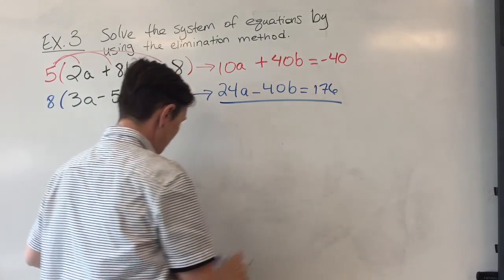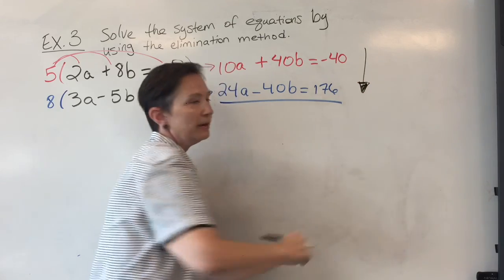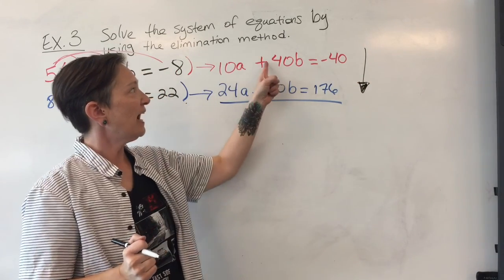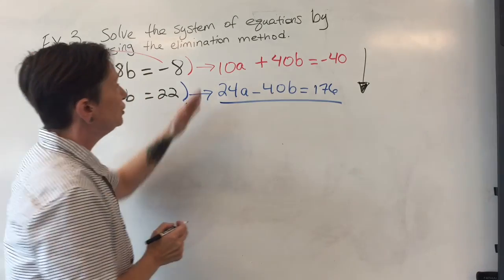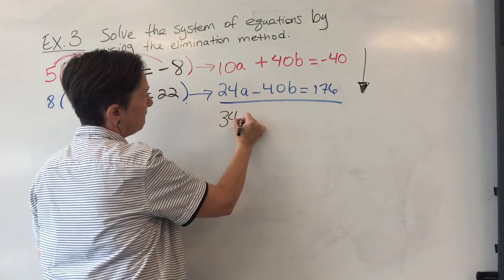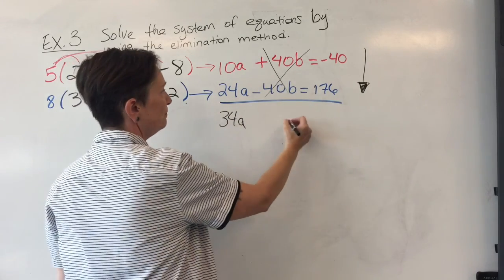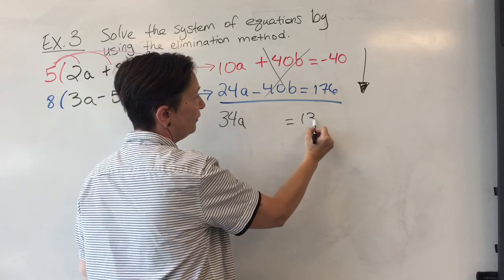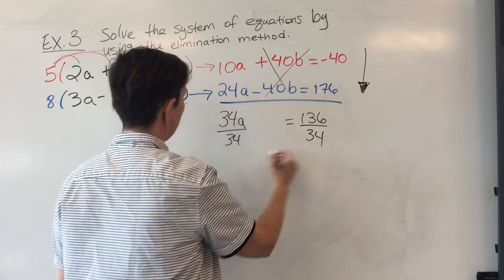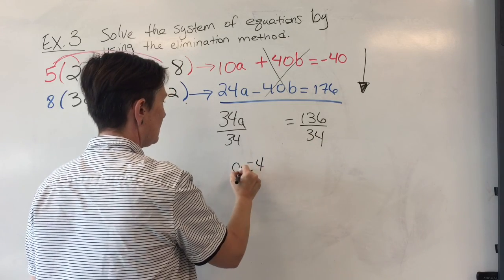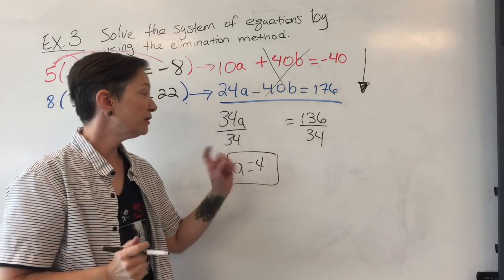Now, I'm just going to add these two equations. I'm going to add them straight down because I have opposite signs and the same coefficient on my B terms. So if I add down, I got 34a. That's eliminated because it's 0. And then I get 136, solve for a. So I get a value of a is 4.